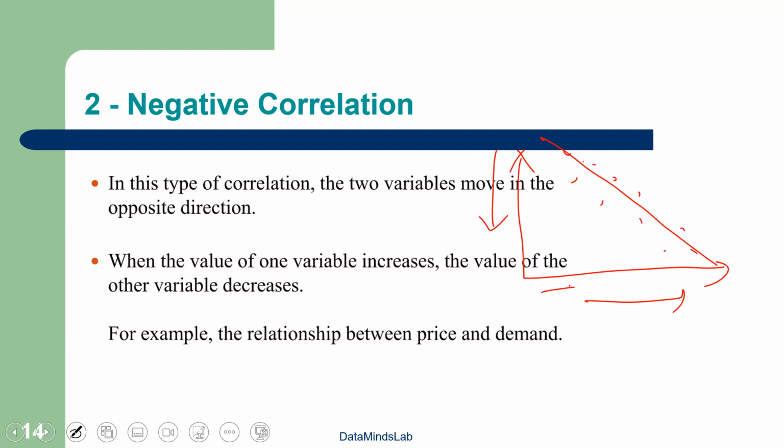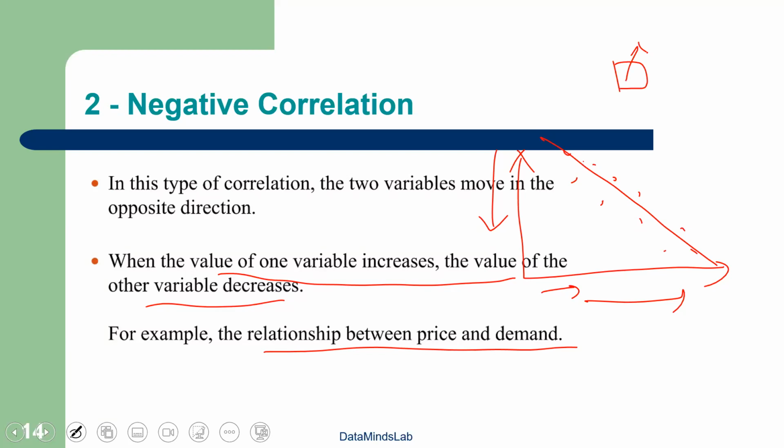When I make a positive change in x, there will be a negative change in y. When the value of one variable increases, the value of the other variable decreases. So this is a good example: the relation between price and demand. You take any one product. When I increase the price, automatically my sales will come down, so demand also will come down.